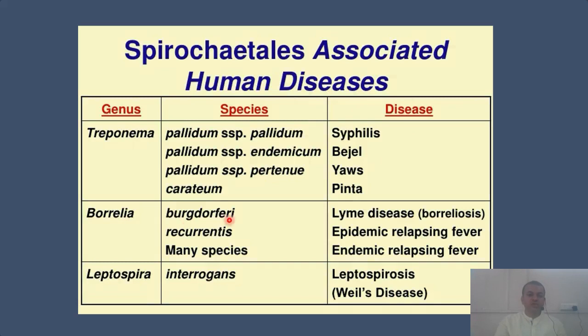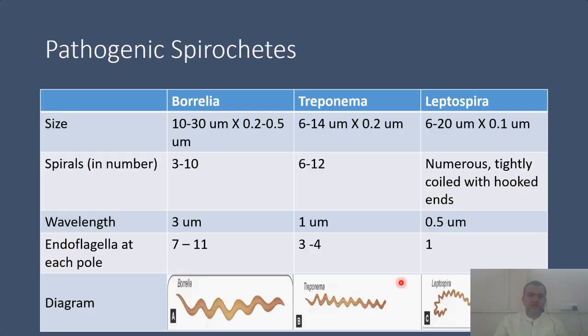In Borrelia, most commonly Borrelia burgdorferi is the species responsible for Lyme disease, and Leptospira interrogans is the species responsible for leptospirosis, or Weil's disease. How will you differentiate between these pathogenic spirochetes?